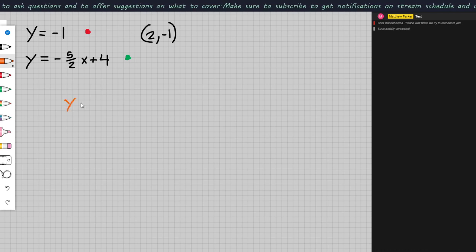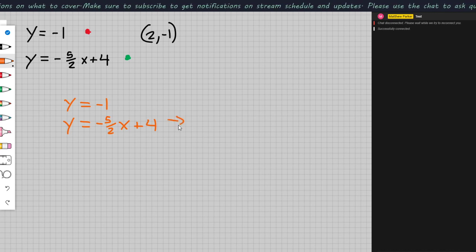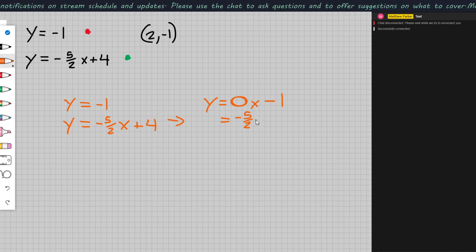So I've got y equals -1, and y equals -5 halves x plus 4, and now I'm going to rewrite this one more time so everything's over each other. So this is y equals 0x. We don't have an x, and anything times 0 is just 0, so that's why I wrote it like this. -1 is -5 halves x plus 4, so now everything's over themselves.